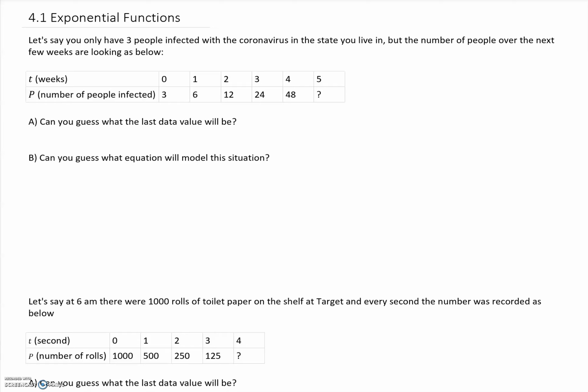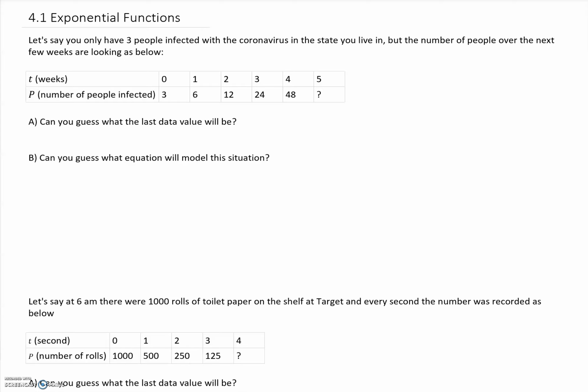In this function, we're going to look at exponential functions. So let's say you have 3 people infected with the coronavirus that's going on right now in the state you live in. But the number of people over the next few weeks are looking like below.